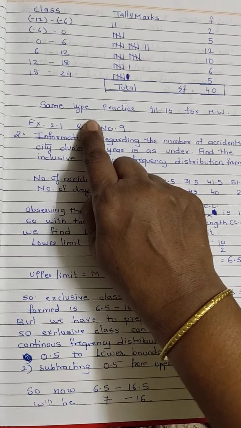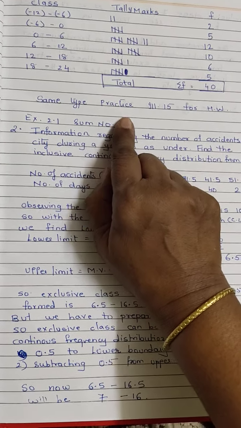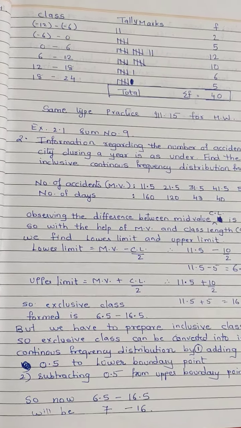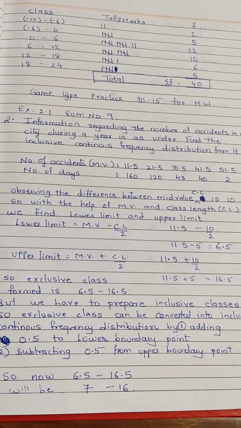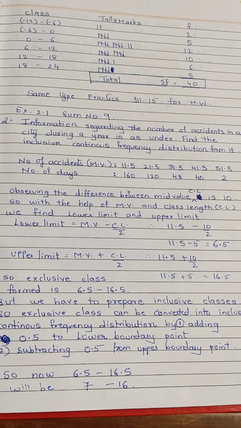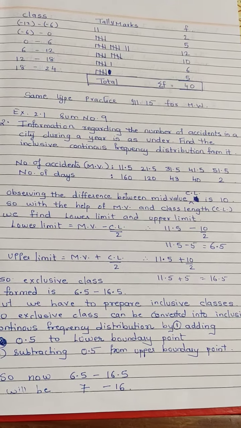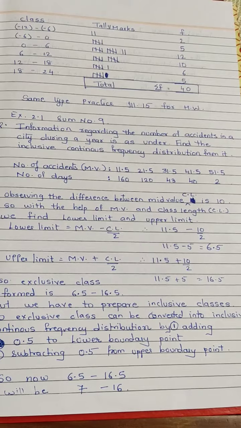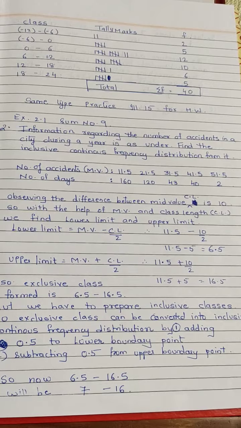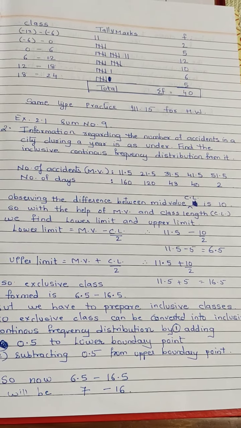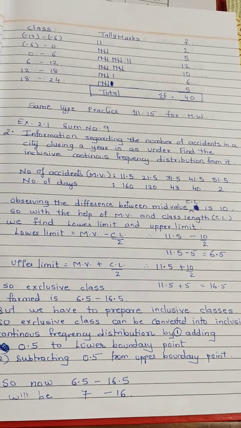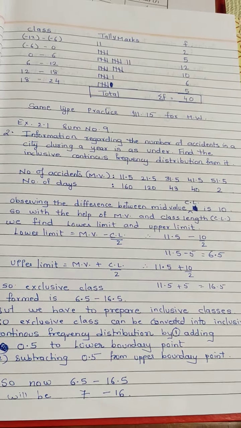A same type of sum for your practice, illustration 15, you are going to do for the homework. The next sum which we are going to see is exercise 2.1, sum number 9. Here the information regarding the number of accidents in a city during a year is given, and you have to prepare an inclusive continuous frequency distribution. Data is given to you.